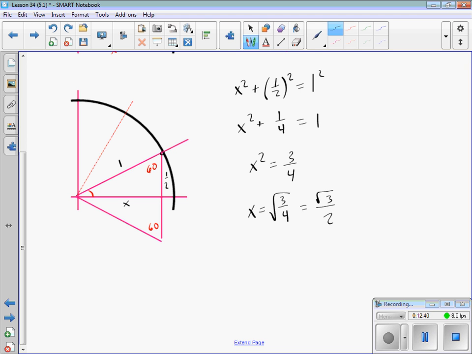So what are the coordinates of this point here? What's the x? What was my x? Square root of 3 over 2. And what is my y? What was my height? A half. So square root of 3 over 2, comma 1/2 is there.